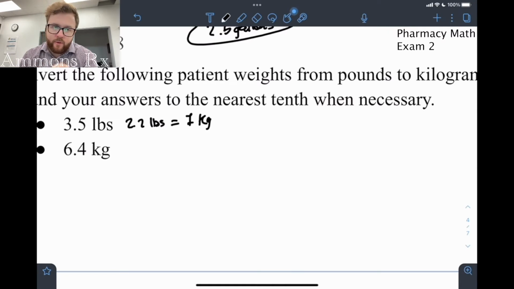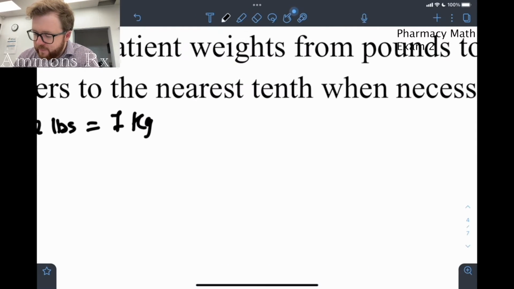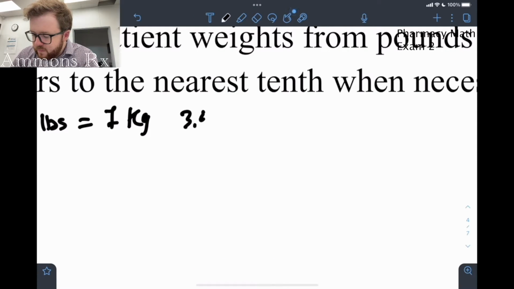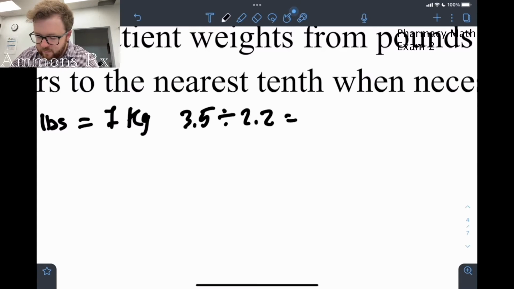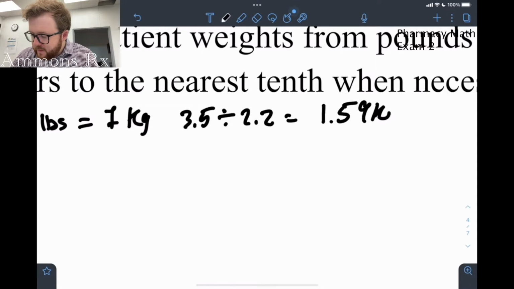If my pounds are worth less than a kilo, I'm going to end up with a smaller number, meaning that I'm going to do 3.5 divided by 2.2. And I'm going to get 1.59 kilos.